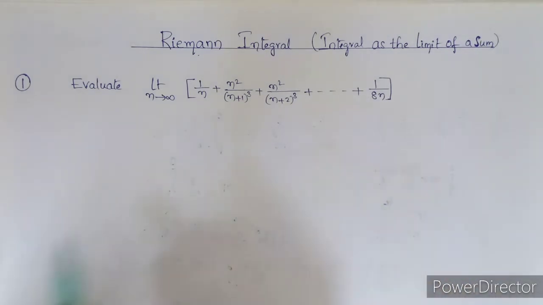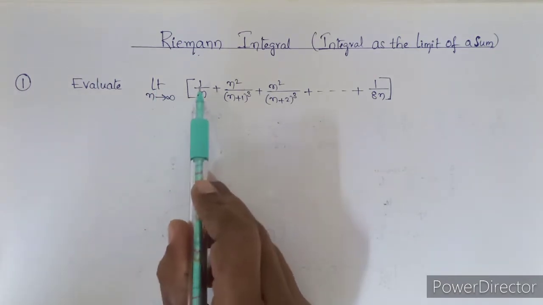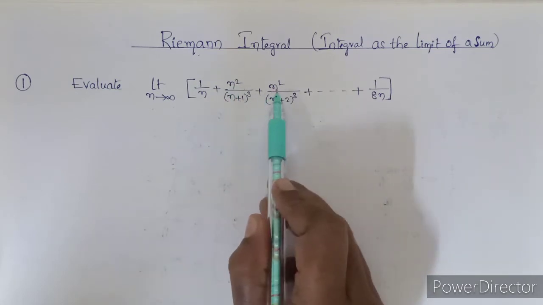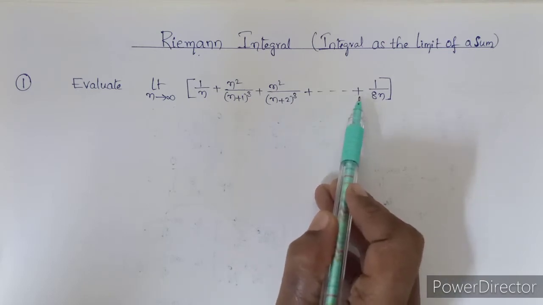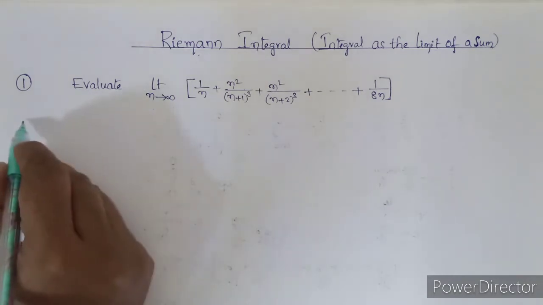Today we will see some more problems. Evaluate limit n tends to infinity 1 by n plus n square by (n plus 1) whole cube plus n square by (n plus 2) whole cube plus and so on plus 1 by 8n. We have to evaluate this given limit.